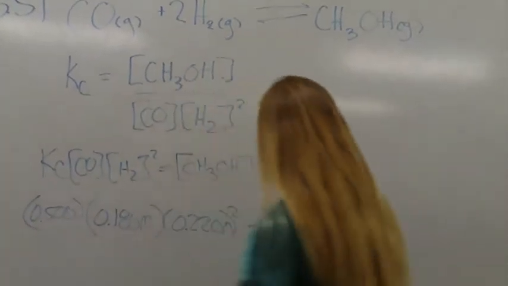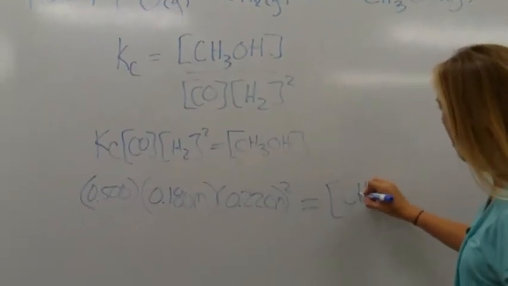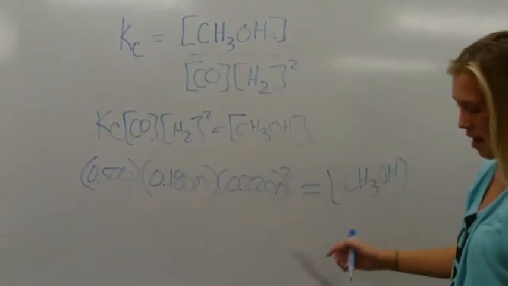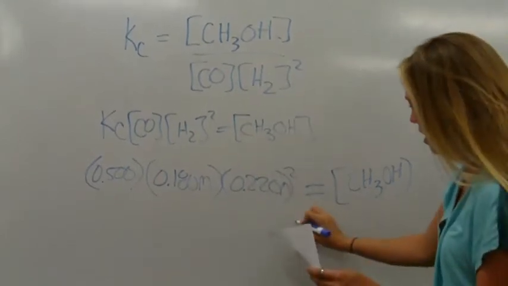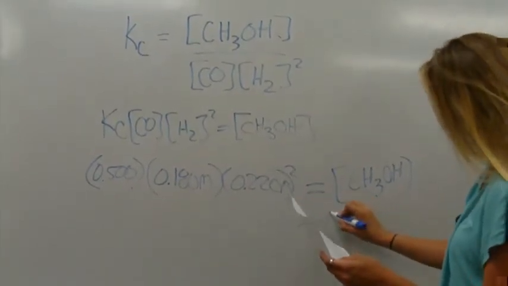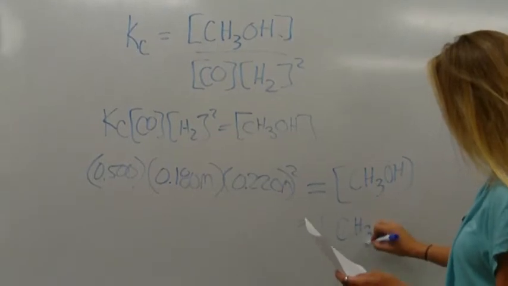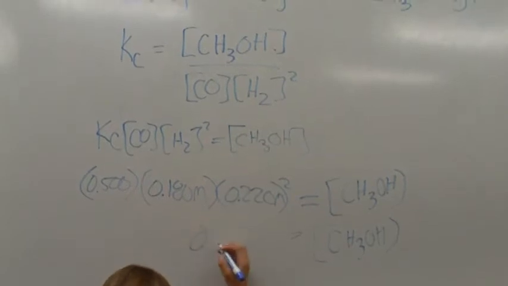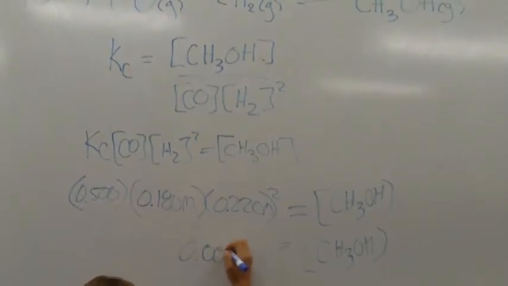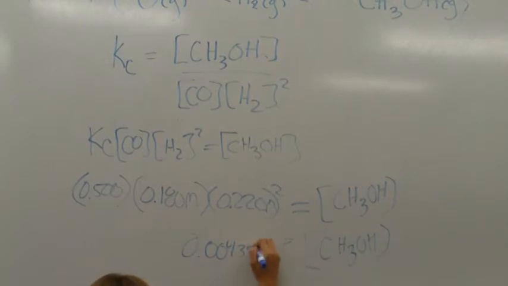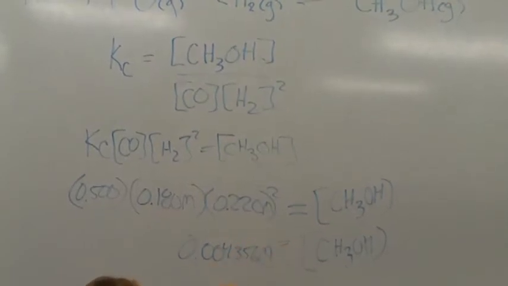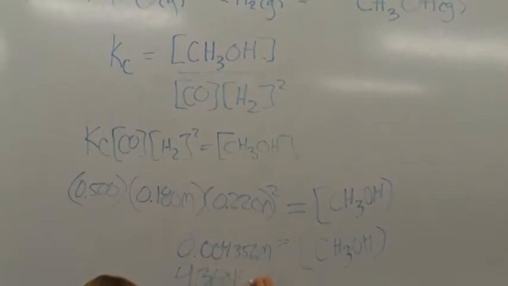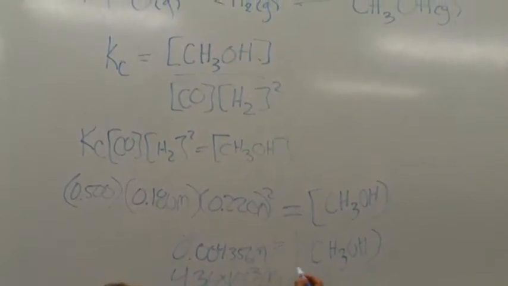Well, it is equal to our methanol. So when we plug all that in, we get 0.004356 molar. Sig figs is going to turn that into 4.36 times 10 to the negative 3 molar.